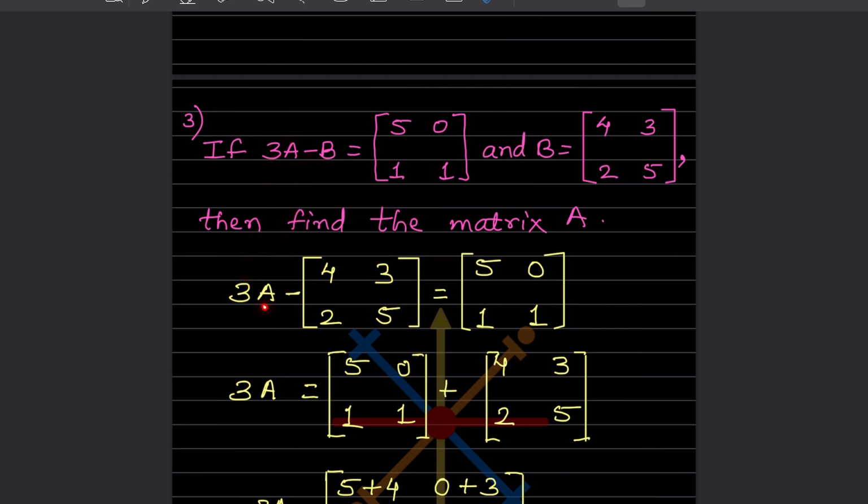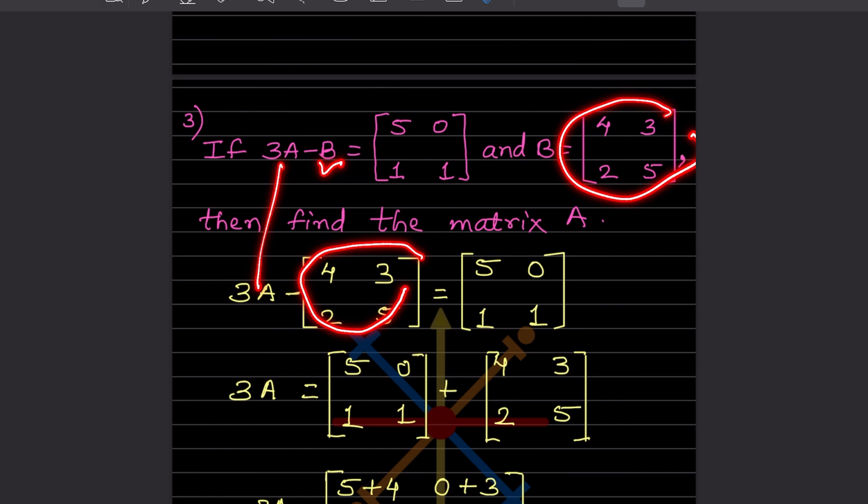So this is 3A, will keep as it is. And you know the value of B is given here. So now look at here, 3A as it is. In place of this B, you are going to write this whole part. So this is already written over here. And they said is equal to 5011. So this is 5011. Hope this step is clear to you.